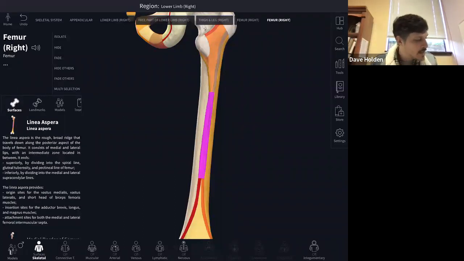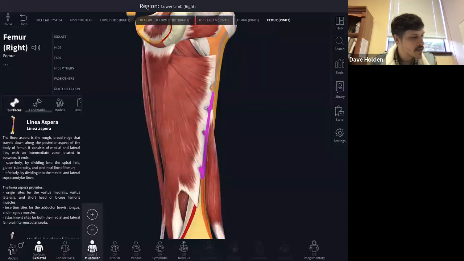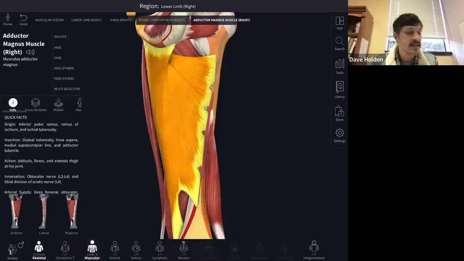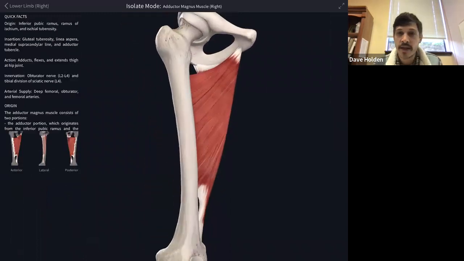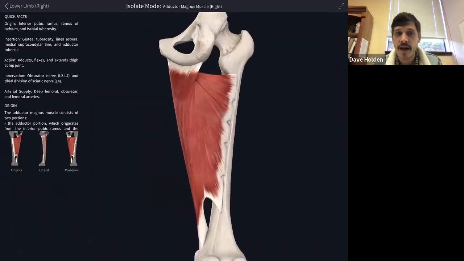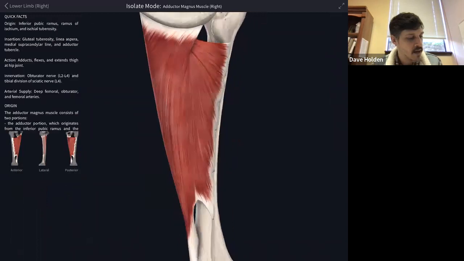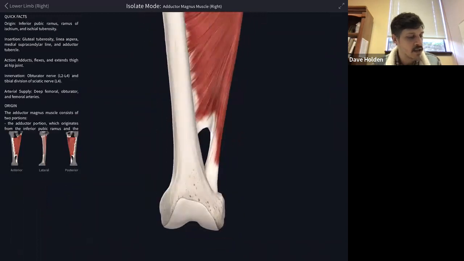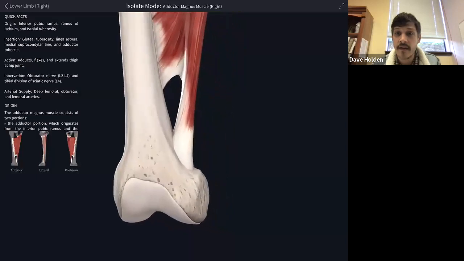So adductor magnus, we'll start adding in some deeper muscles. There is adductor magnus, and holy cow, what a magnificent muscle. Boom. Pubic ramus, ischium, tuberosity of the ischium, medial lip of the linea aspera, and finally it inserts on the superior aspect of the medial condyle of the femur.